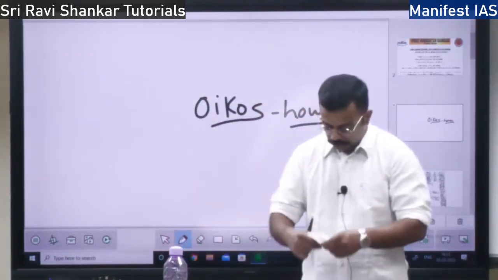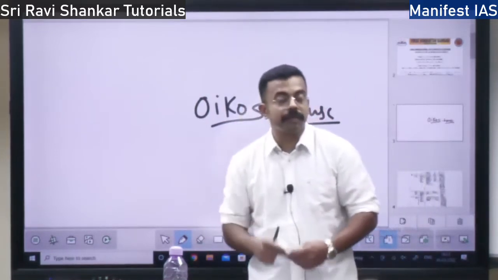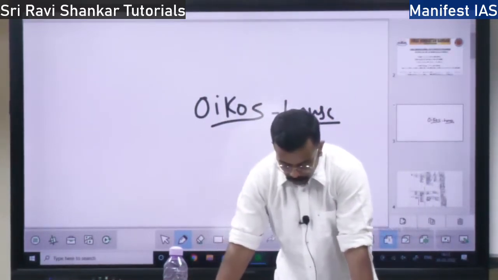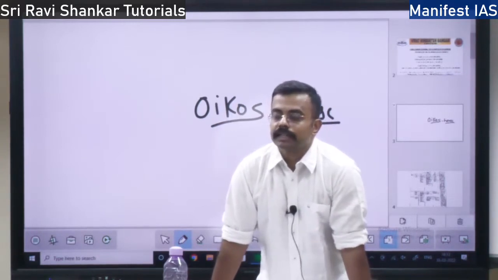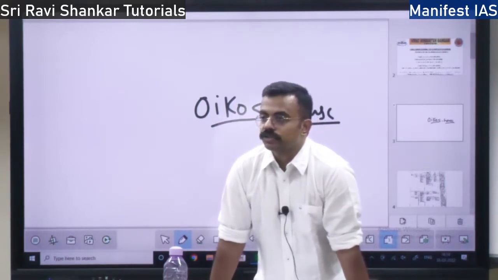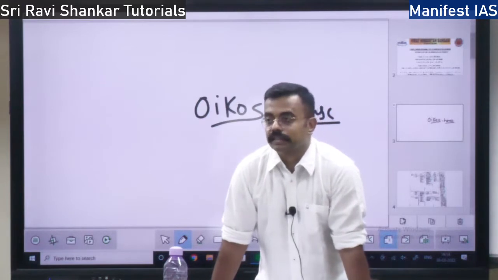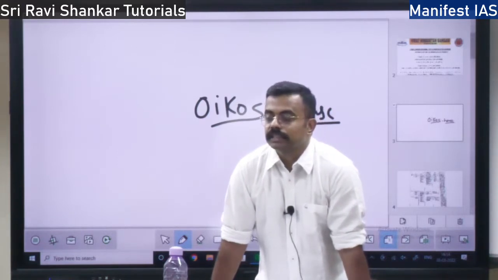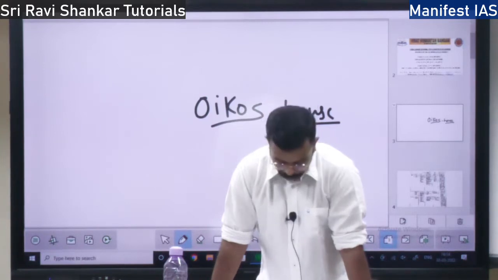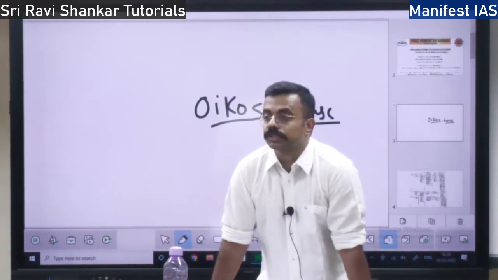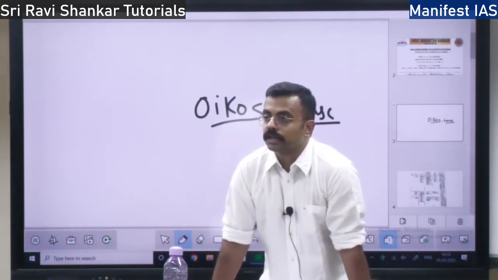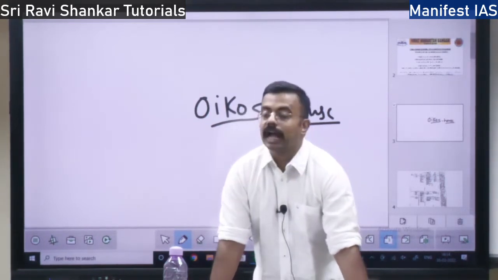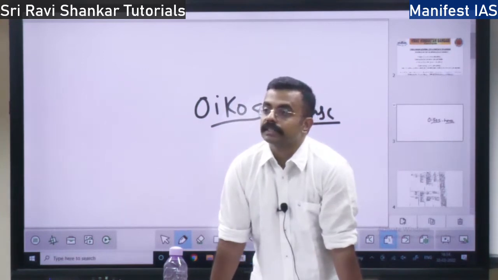Next, you have the concept of habitat. So what do you mean by habitat? Habitat includes physical and chemical factors in an environment. So habitat is a place of residence, but it includes both physical and chemical factors. Physical components means the temperature, pressure, density, all these things. Chemical components means the chemical composition. What are the different chemicals that are there in the particular environment? So these two things constitute the habitat of a particular place, right?